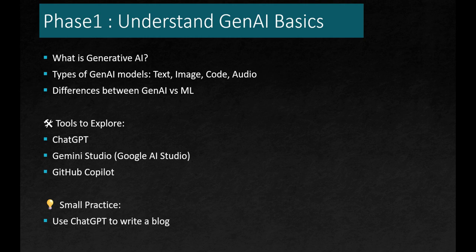For practice, you can ask GPT to write a blog or generate some content for your portfolio. Or in Gemini Studio, you can create a chatbot or test AI agents, and using Copilot, you can generate functions or debug your existing code for development. Doing this will not only help you understand how Gen AI creates new content, but also show you how it fits into real-world applications, whether it's writing, coding, or even video generation.